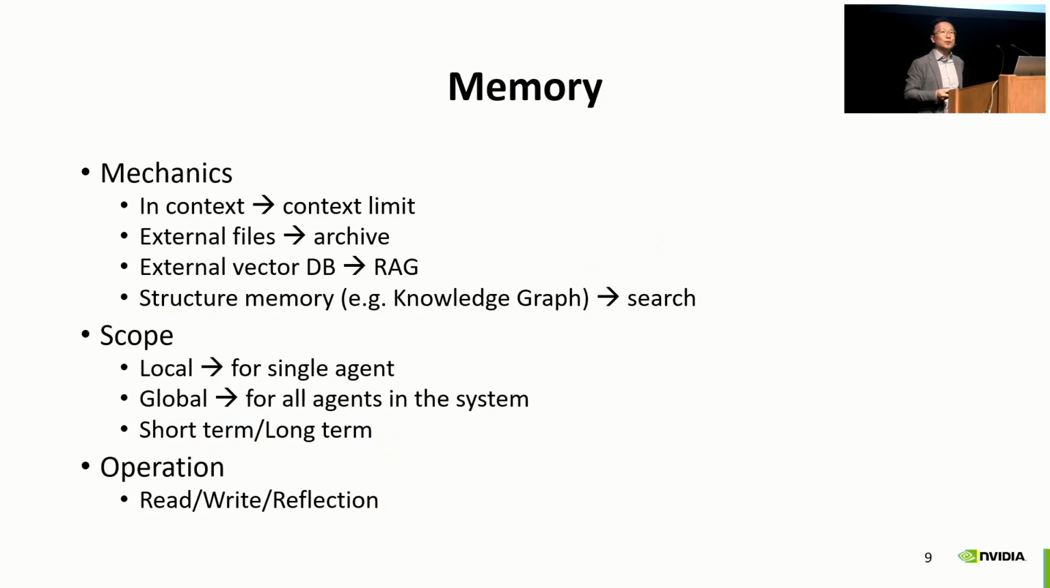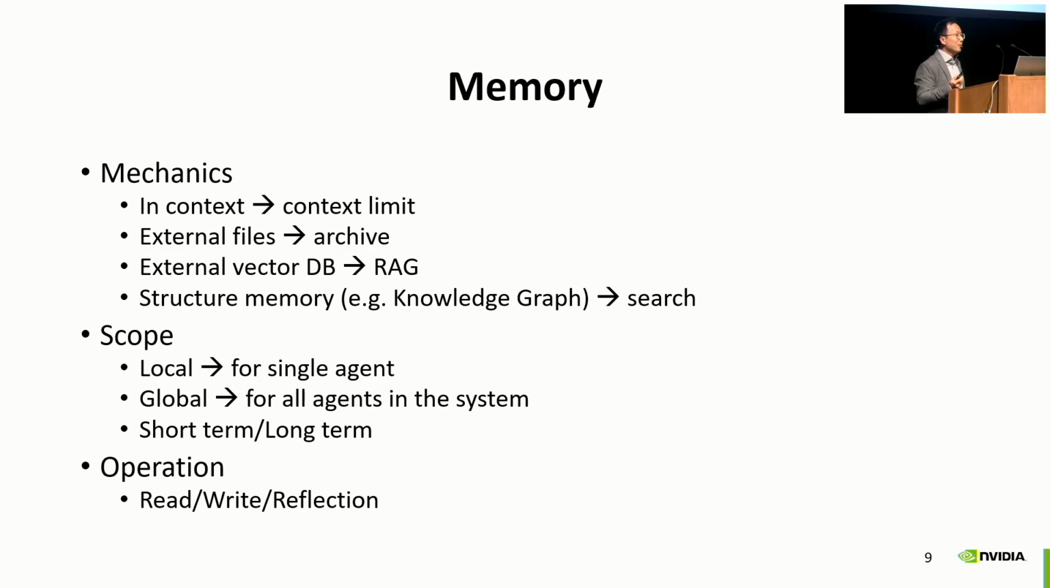Now, let's switch gears to talk about another key component, which is memory. Memory is needed to help the agent remember its state, as well as to store experience, such as for the self-reflection we just mentioned. We want to briefly introduce some key attributes of memory.